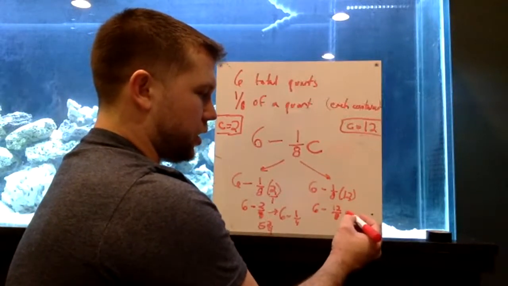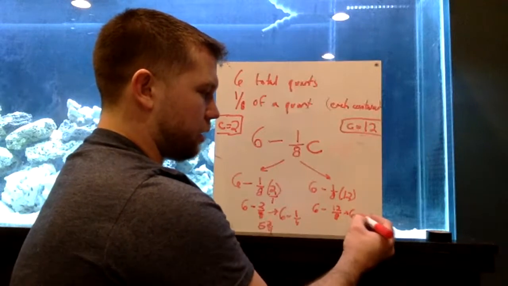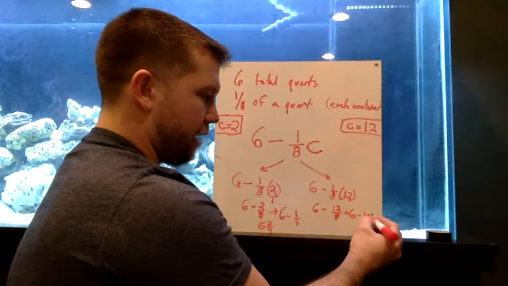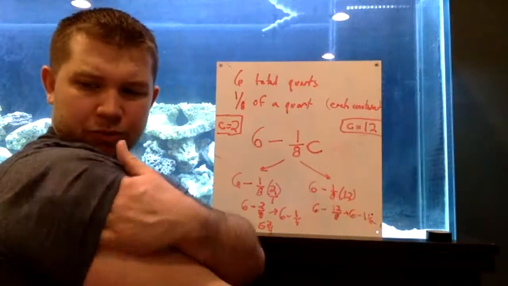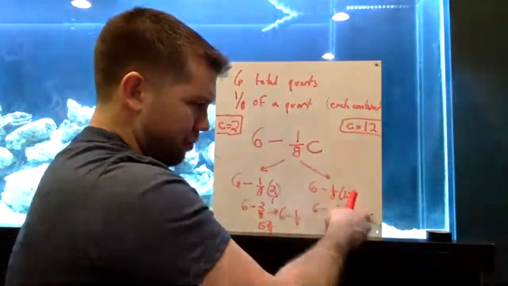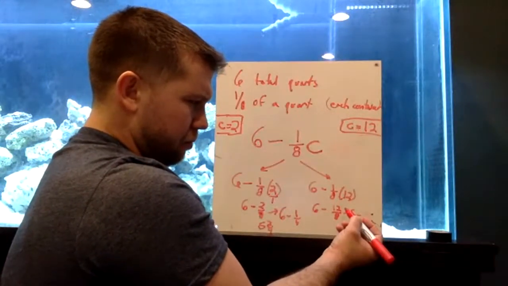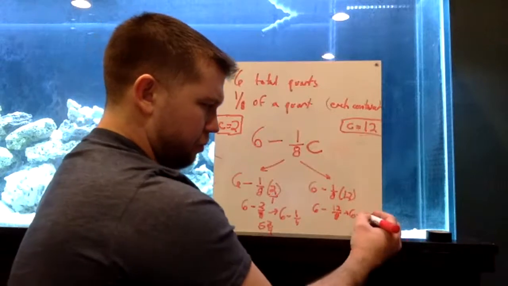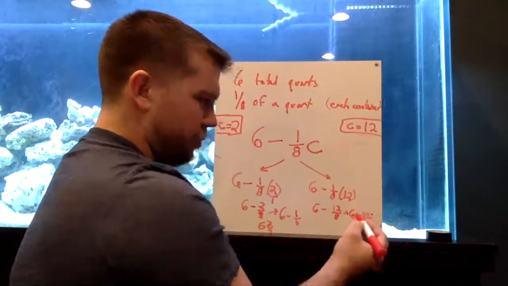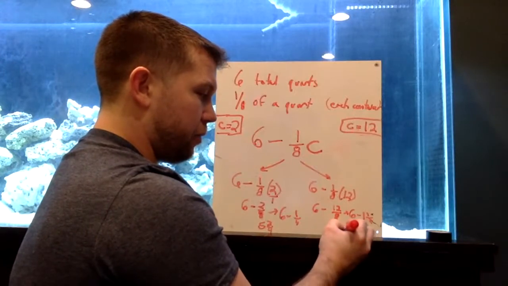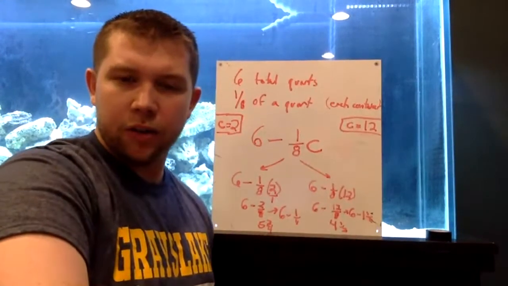And if we were to reduce this down, we would have 6 minus 12 divided by 8 would be 1 1/2, right? Oh, I'm wrong. Sorry, 3/4. Oh, wait. No, that's right. Yeah, sorry, 1 1/2. And 6 minus 1 1/2 is going to give us 4 1/2. So that's where these numbers come from.